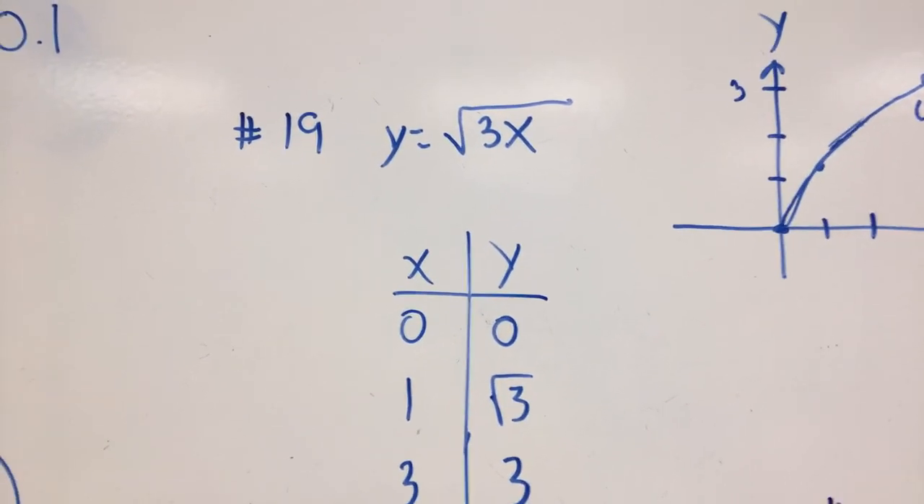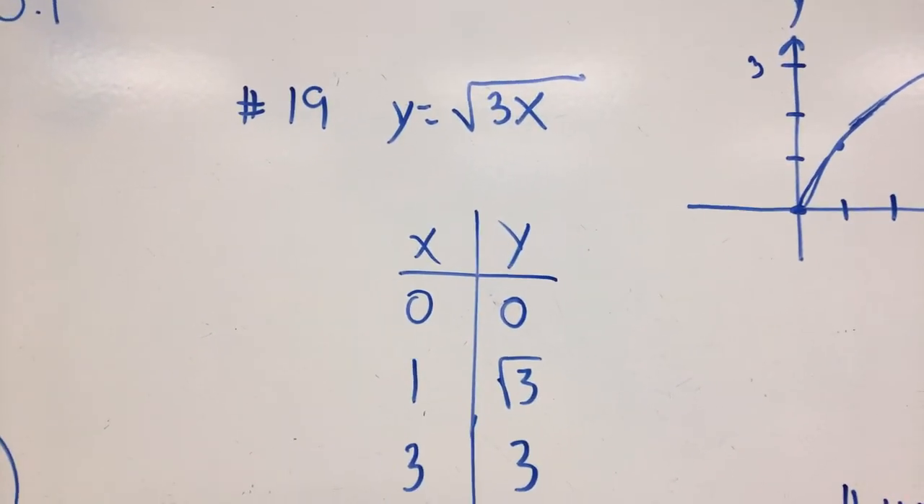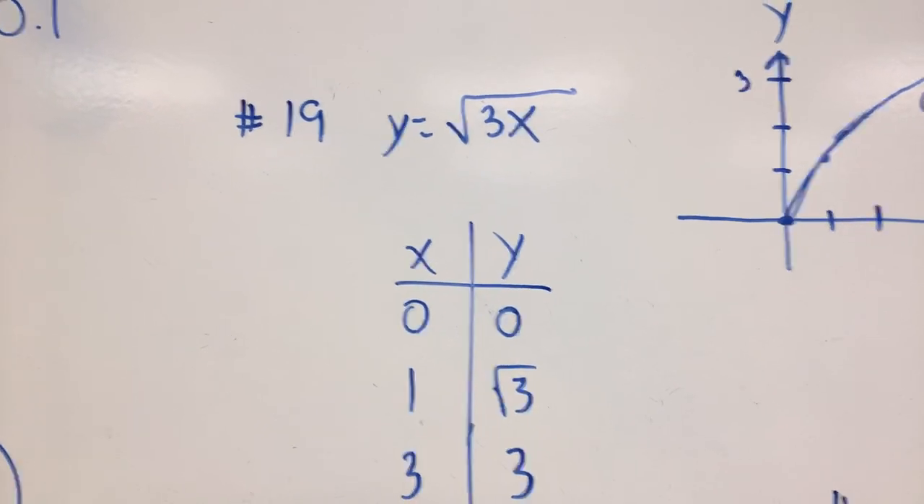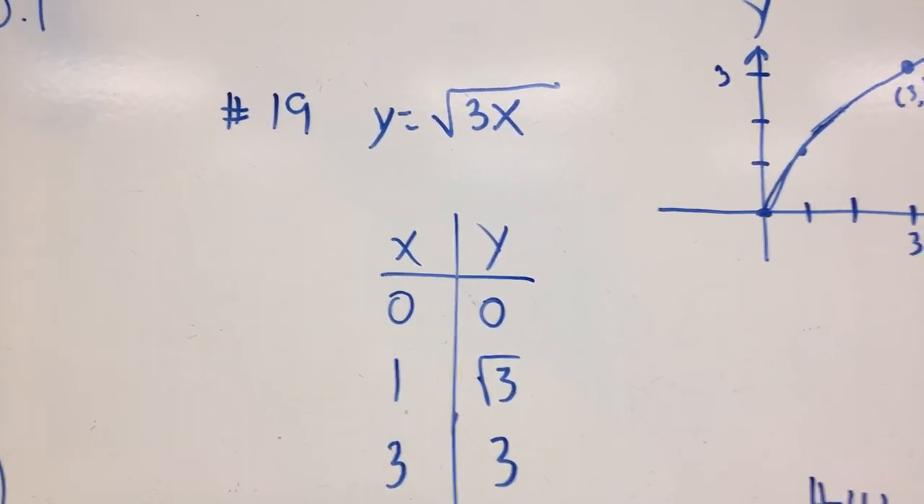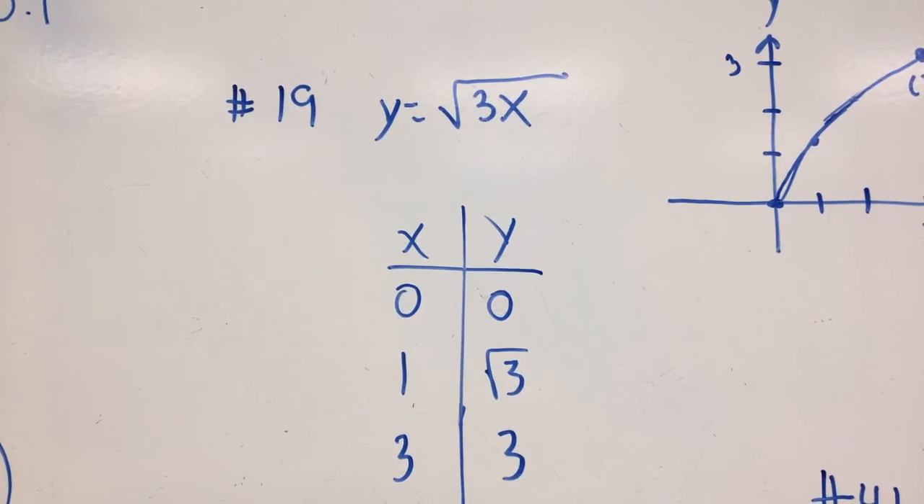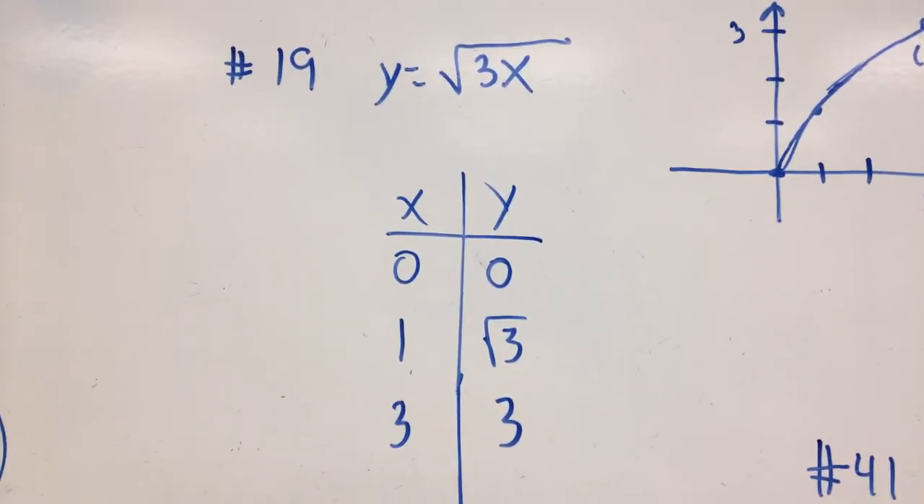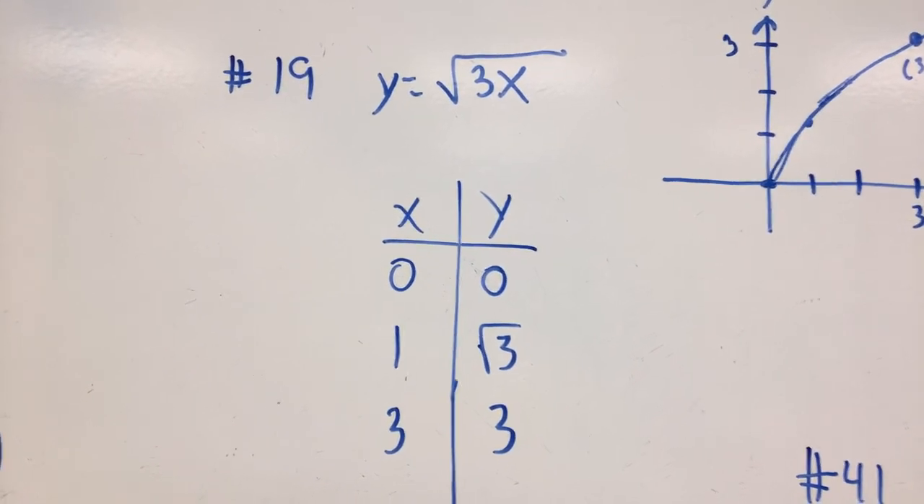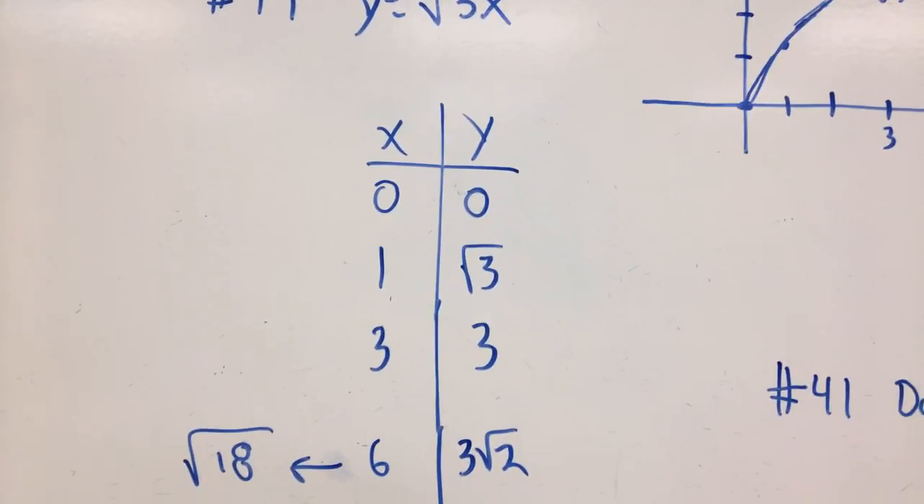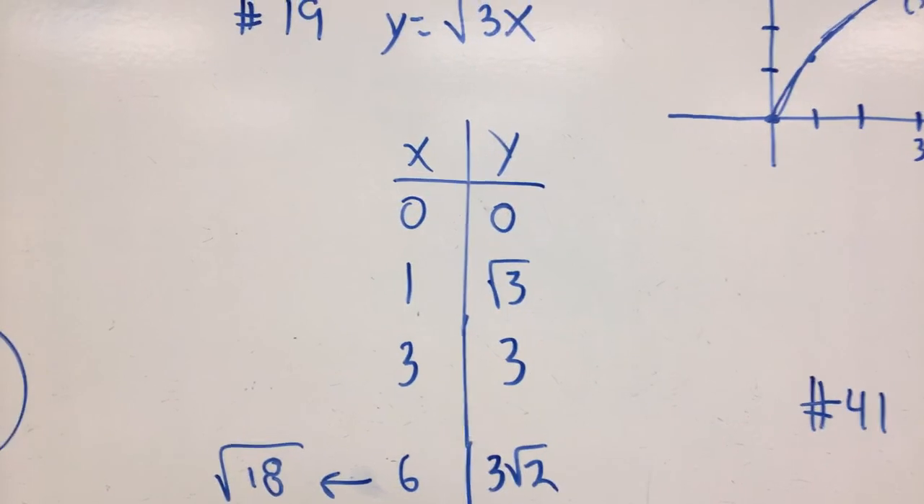Well, once again, I'm going to build a t-chart. If x is 0, 3 times 0 is 0, the square root of 0 is 0. If x is 1, 1 times 3 is 3. The square root of 3 is the square root of 3. If x is 3, 3 times 3 is 9. The square root of 9 is 3. Okay? If x is 6, 6 times 3 is 18.